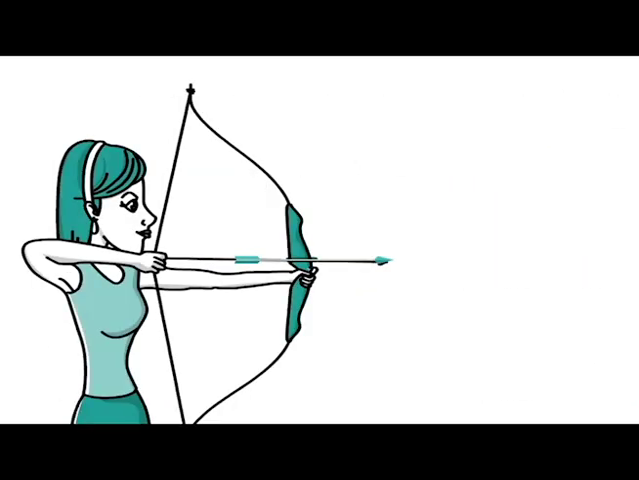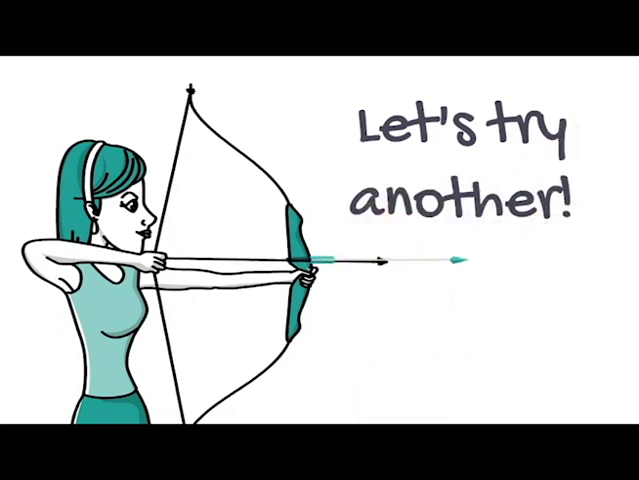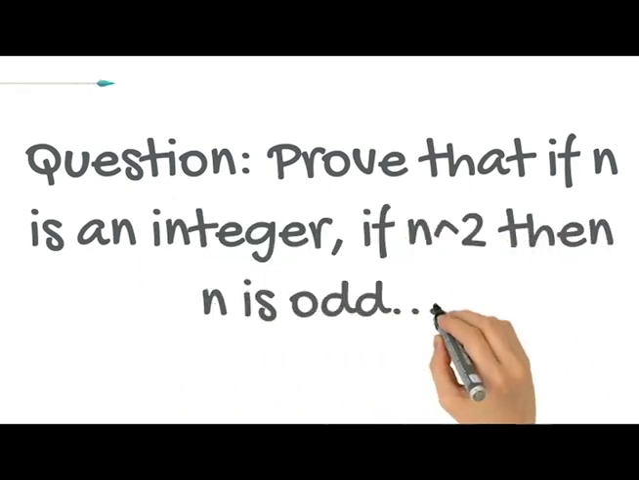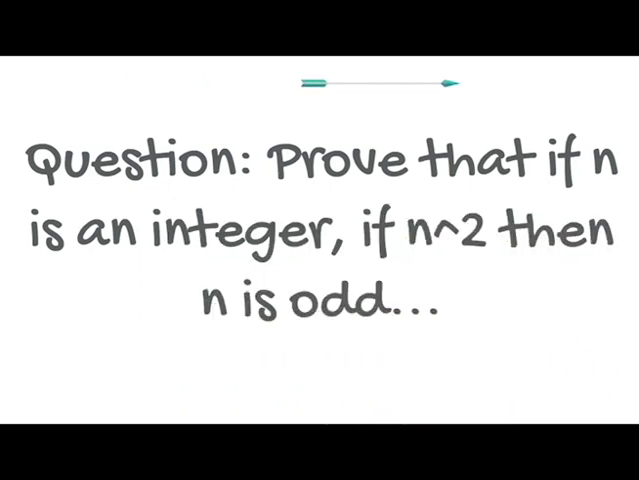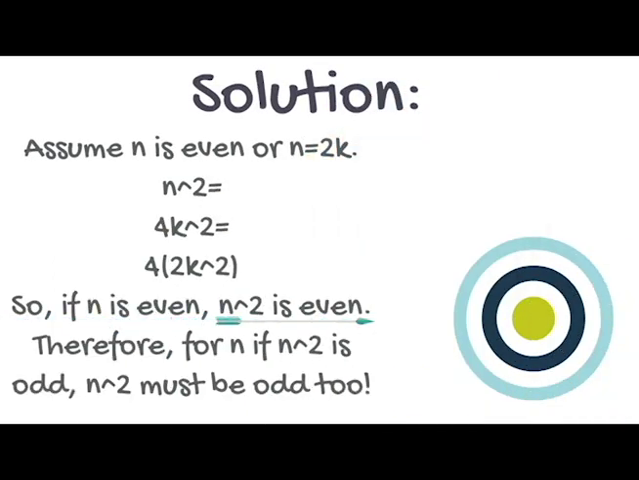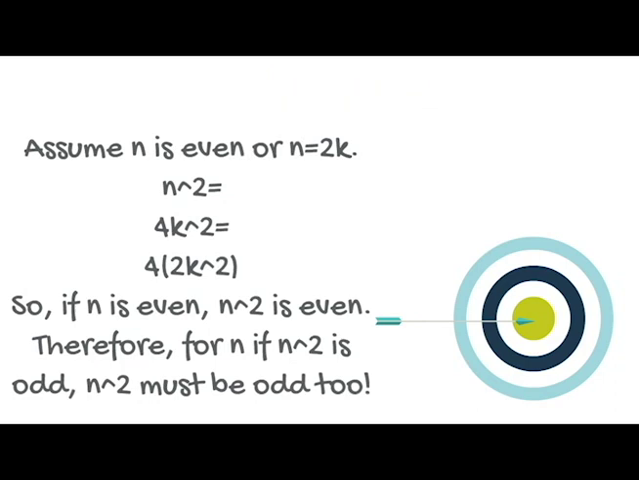Let's try one more example of the contrapositive method. This question states, prove that if n is an integer, if n squared is odd, then n is odd. To solve this, much like the last problem, we assume not Q, or n is even. By the definition of an even number, we can state n equals 2k for some integer k. Then we substitute this into n squared.